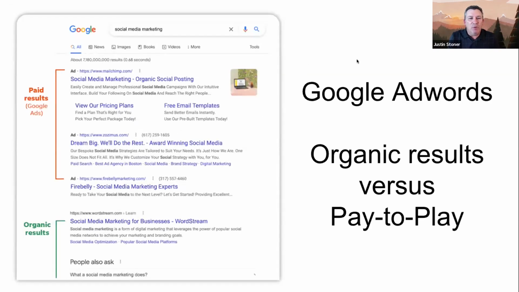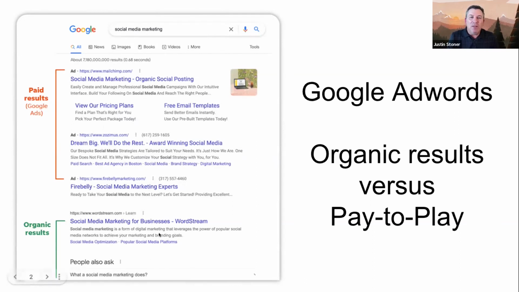So just a quick review of what we did last time. We talked about Google AdWords and looked at Google ad results. Anytime you Google something, at the top, as you'll see here in the red, are the paid ads. This is the pay to play. These are businesses who pay to have that position in the Google search results. Down below are the organic results.